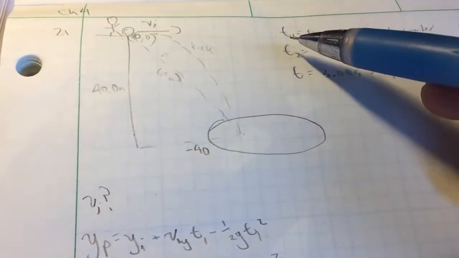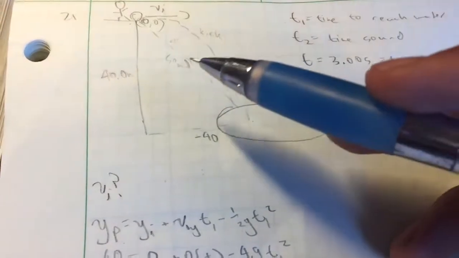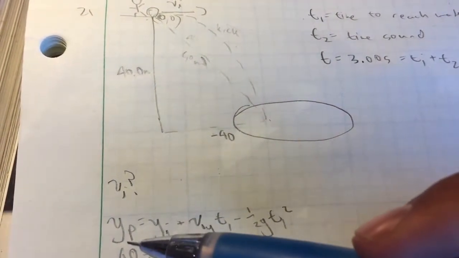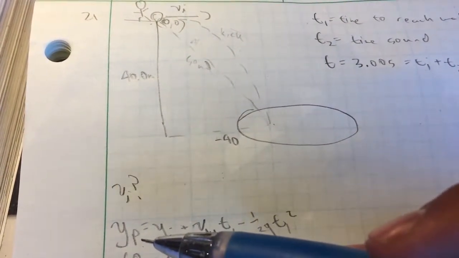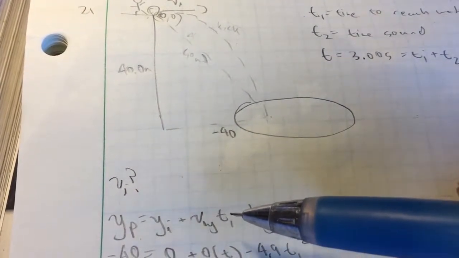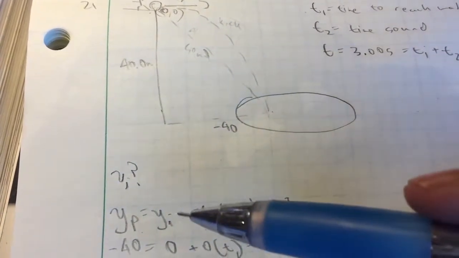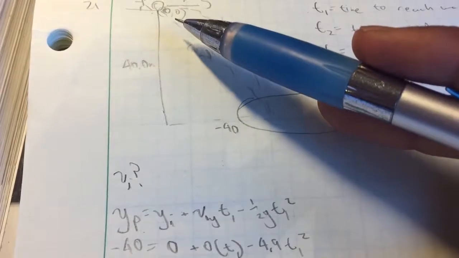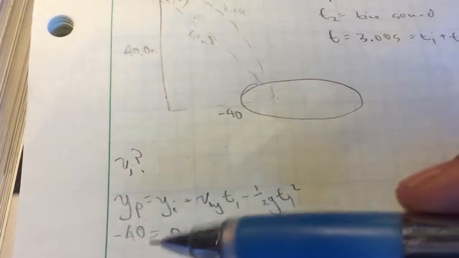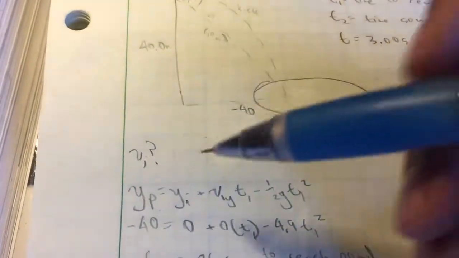First, what we would want to find is the time it takes to reach the water, and we can easily find that using the kinematic equation: y position is equal to y initial plus velocity of the y component times time minus 1/2 gt squared. From this, we define 0, 0 to be where the person is, so it goes negative 40 meters.